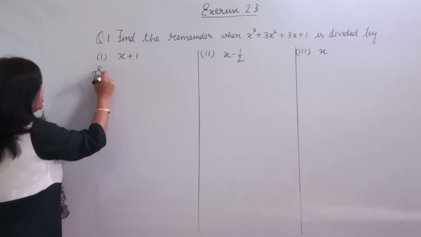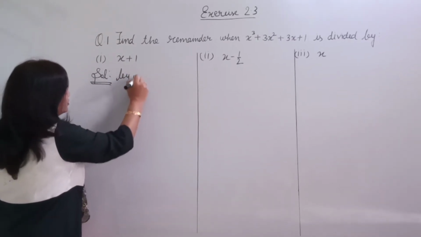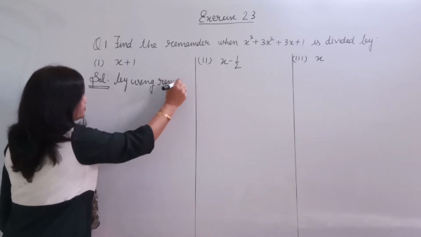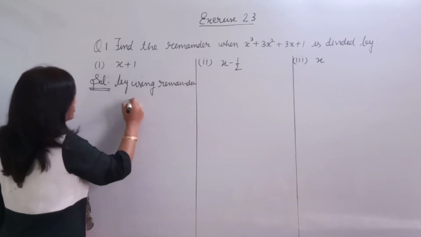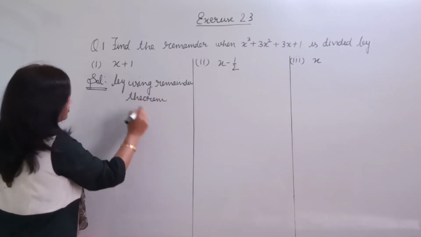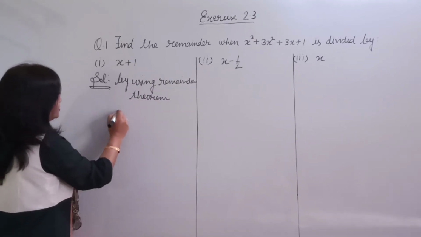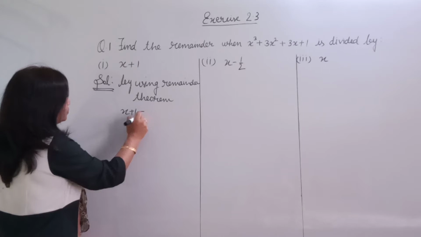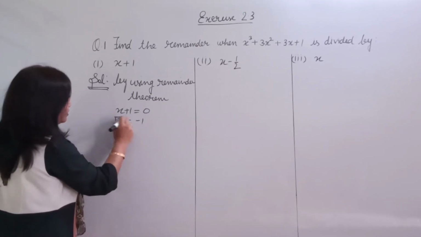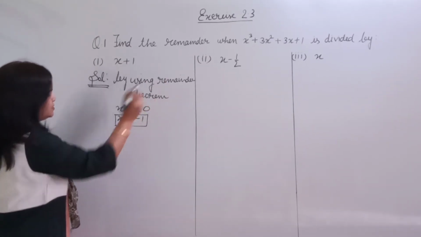Now we will start the solution. So by using the remainder theorem, we will calculate the remainder. So how will we calculate? First, x plus 1 is equal to 0. Now x is equal to minus 1. After that we will put the value of x in this polynomial.